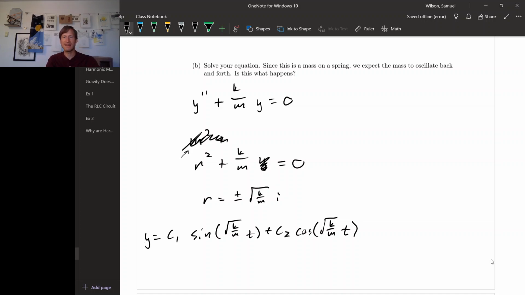Okay, and you can see that because this is built out of sines and cosines that have the same angular speed here, no matter what the constants c1 and c2 are, this function is going to have a period. So this is a periodic function. And in fact, this linear combination of sine and cosine with the same angular speed is just a shifted sinusoid. And so no matter what your initial conditions are, this will just oscillate back and forth as we expect. So that's good. All right, have a go at the next problem on your own.